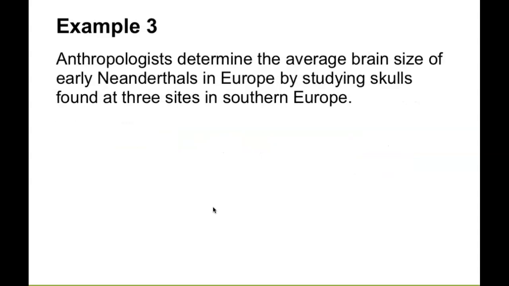All right. Anthropologists determine the average brain size of early Neanderthals in Europe by studying skulls found at 3 sites in southern Europe. So what kind of sample are they using here? And I'm going to kind of push it on you a little harder. Notice that they're all just from southern Europe at 3 sites.